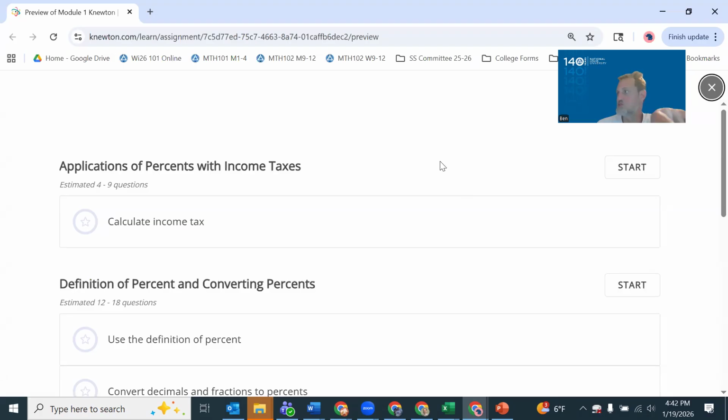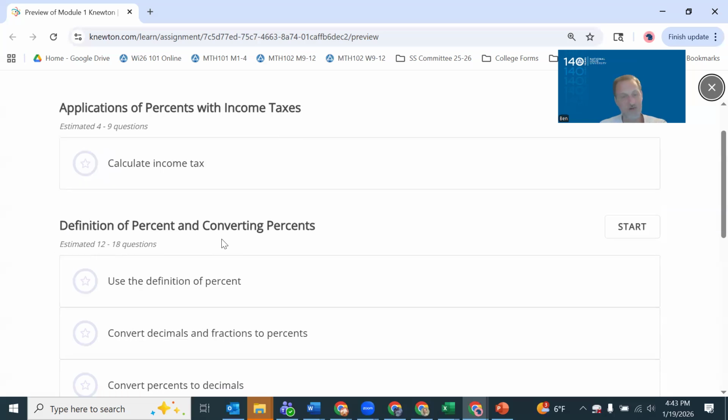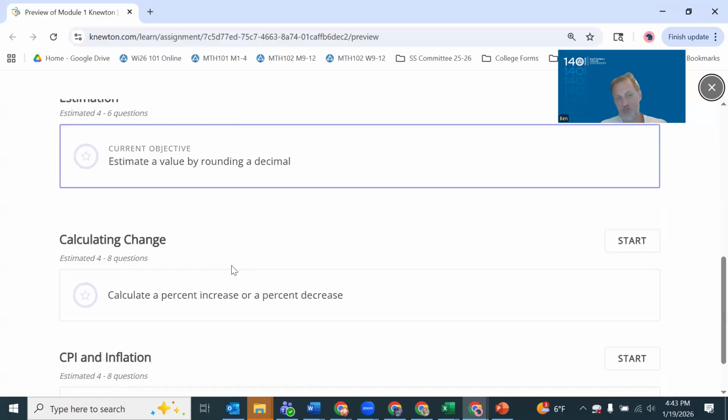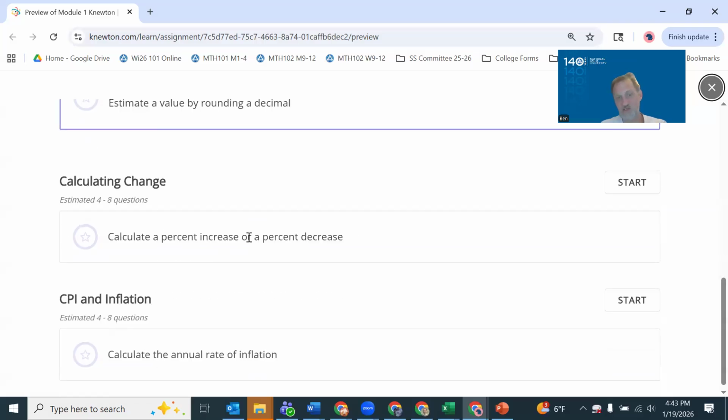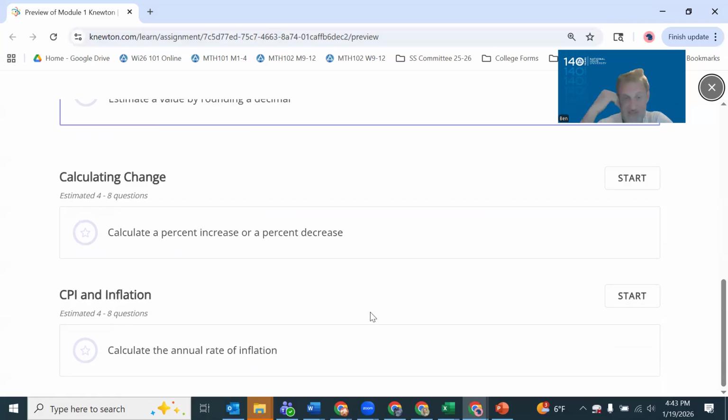This is not the way Knewton looks, if I'm just looking at the overall structure here. When you go into Knewton, you'll see the link in the module 1 content, and you'll click on the button and it'll open it up and you'll start doing questions. But these are the general topics for module 1. So percents with income taxes, percents and converting percentages, doing estimation, calculating change. That's the percentage increase or decrease with that formula, with the subtraction that I showed you. And then CPI and inflation, super relevant because inflation is a big topic that everybody's concerned about.